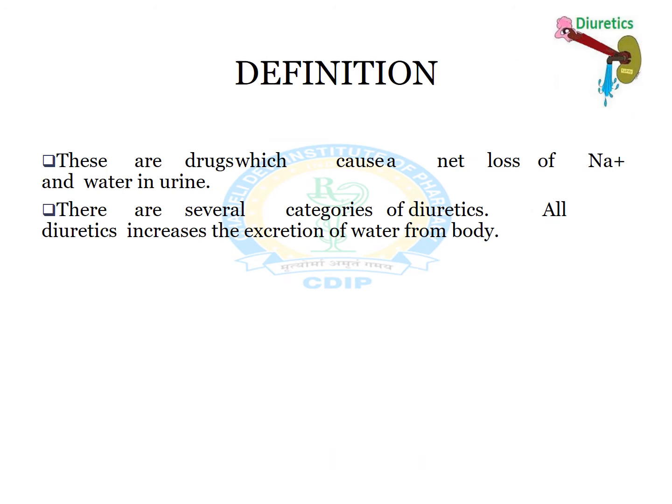Diuretics are the drugs which cause a net loss of sodium and water in the urine. There are several categories of diuretics, and all of them act by increasing the excretion of water from the body. Basically, the application of diuretics is in the management of hypertension, and these are the most widely prescribed drugs in cardiovascular pharmacology. Availability of diuretics has also had a major impact on renal physiology.